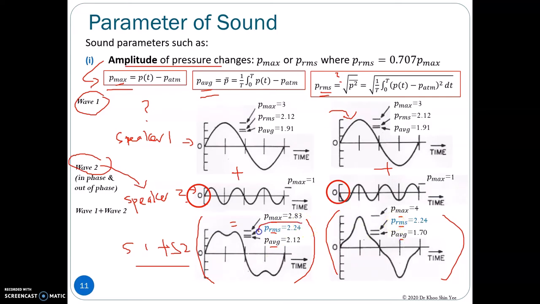You see the RMS pressure remains constant, while the maximum and average pressure fluctuate a lot. This is because the RMS value here measures the energy of the sound wave.